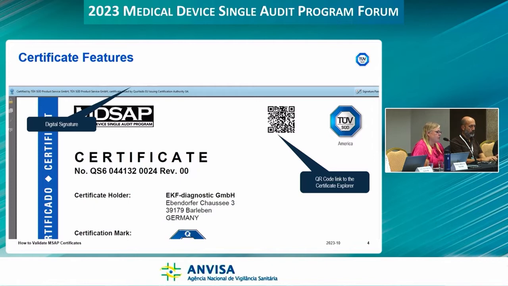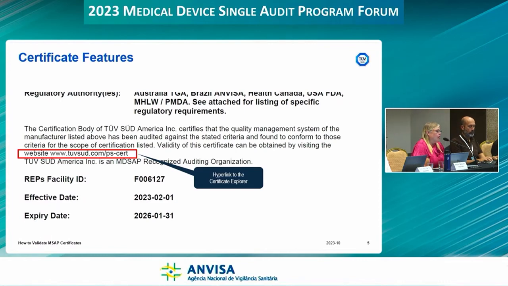For some auditing organizations, the certificate is digital and there are safety features on those digital certificates. One of them that might be used by an auditing organization is the signature at the top, and I will provide a little more information about that. Some auditing organizations also have hyperlinks within their digital certificates that you can click on, which take you directly to their website. In case you don't have the website handy, you can click on that and it will bring you to the place where you can search by the manufacturer's name or the certificate number, if you know it.